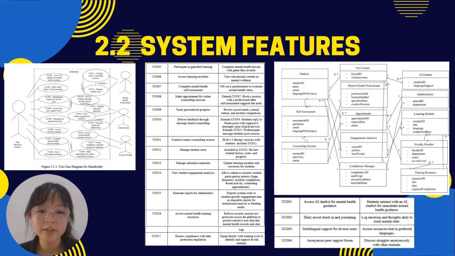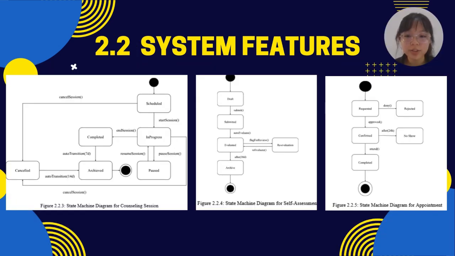Next, for the system features, the first picture is the use case diagram for MindBuddy. The second picture is the description of modules and functions for MindBuddy. And the third picture is the domain model of our system. Then these 3 pictures are our state machine diagrams for the system. The first picture is the state machine diagram for the counseling section. The second picture is the state machine diagram for self-assessment. And the third is the state machine diagram for appointment.